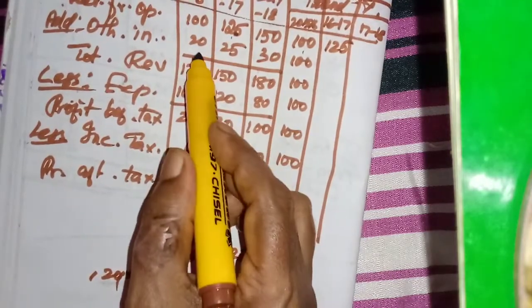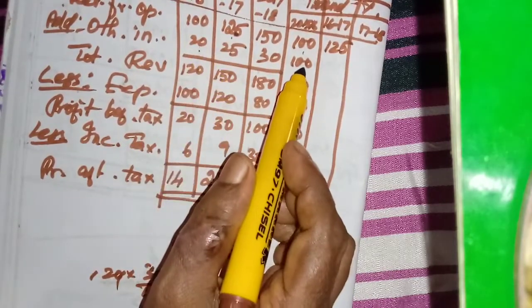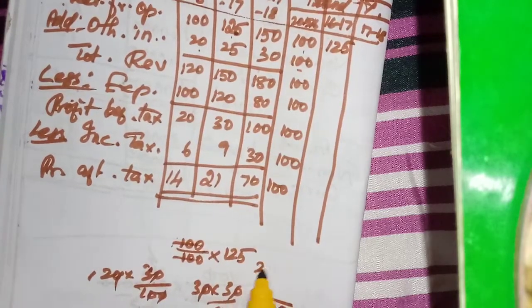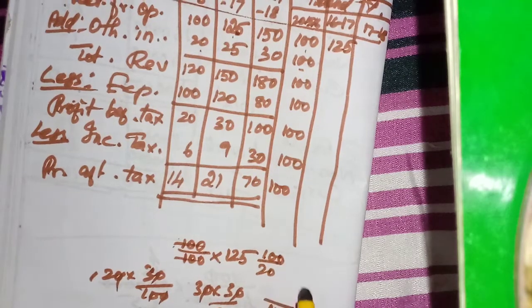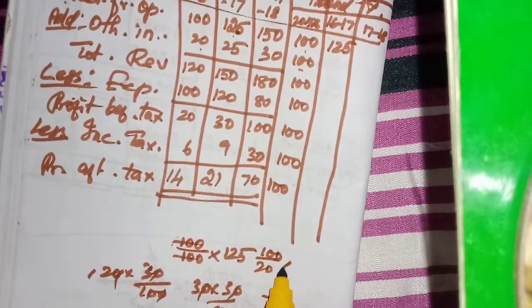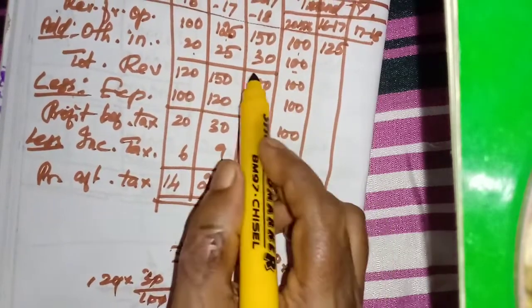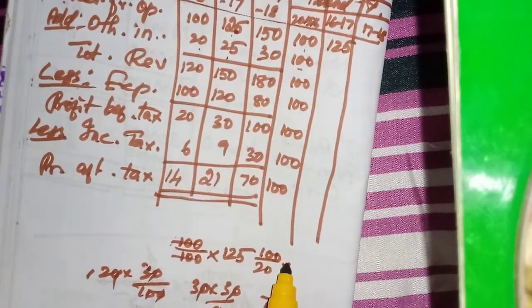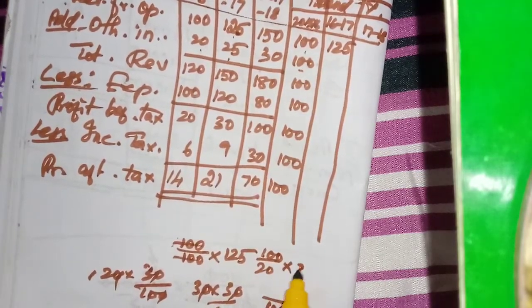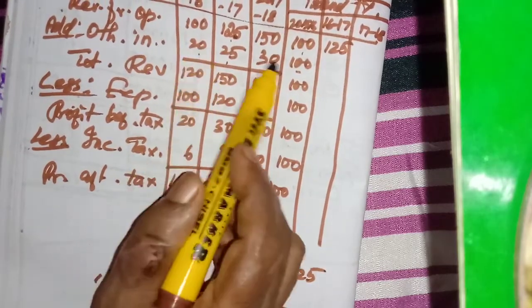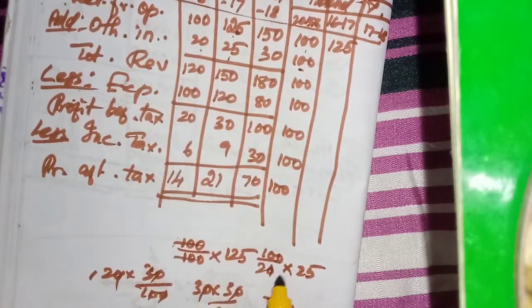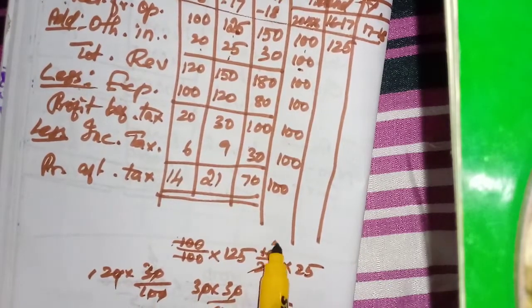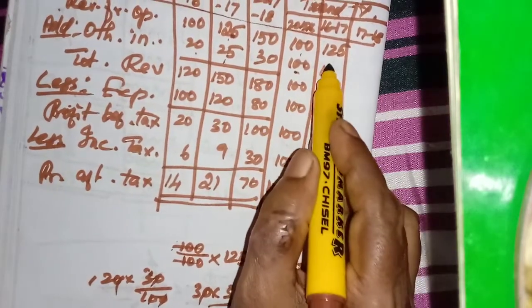Next one, for this one you see, for 20 it is 100. Then how much for 25? For 20 how much? 100. So how much for 25? 10. Then here 5. 5 into 25, 125.